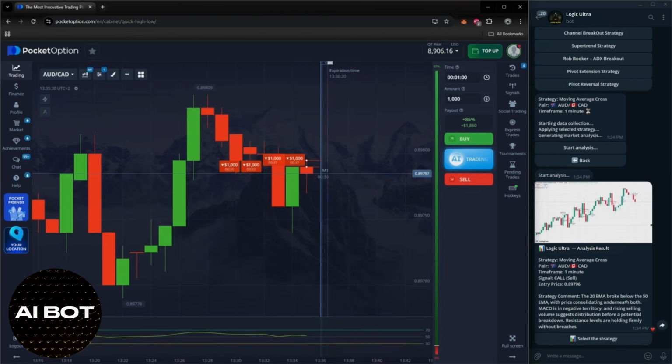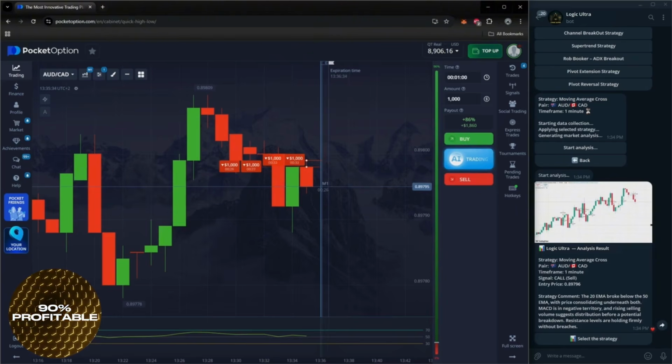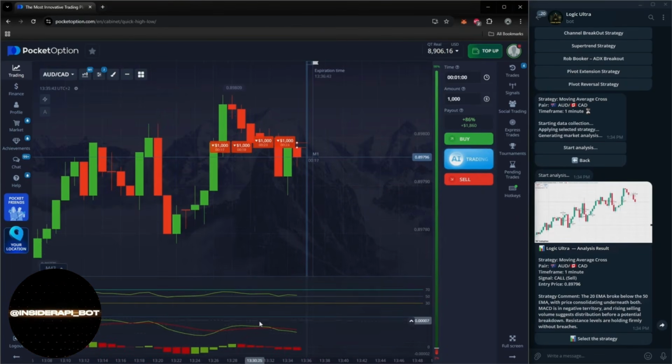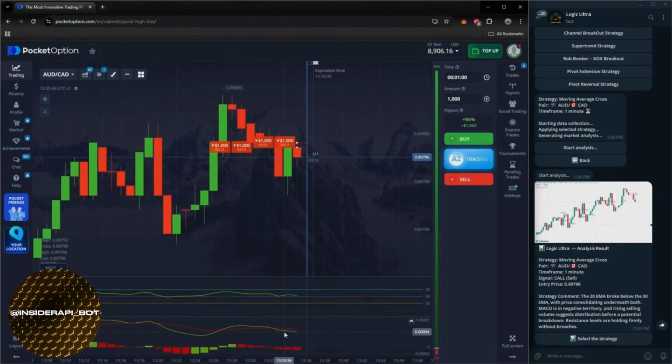The 20 MA broke below the 50 MA, which is a bearish signal, with the price consolidating underneath both. MACD is in negative territory and rising selling volume. Let's actually add MACD to the chart, and you can immediately see that the line has crossed in a downwards direction, which is a bearish signal. And we also have a bearish volume increasing here as the red bars start to build up.